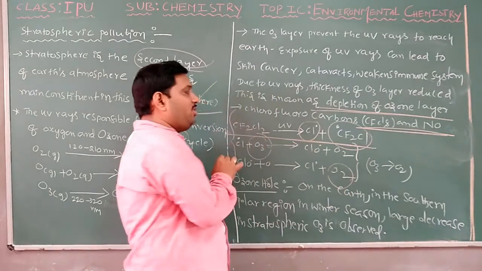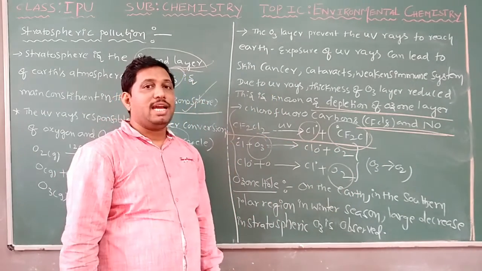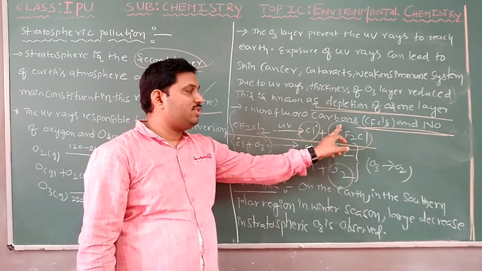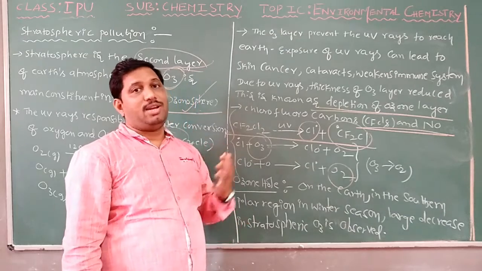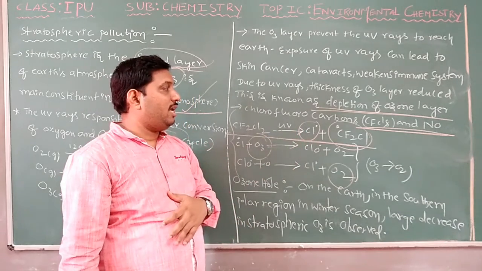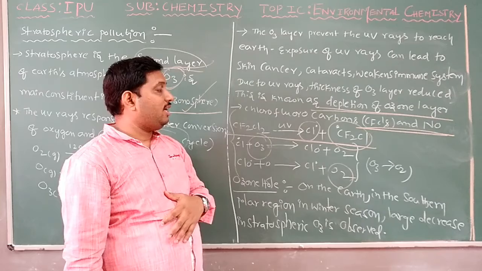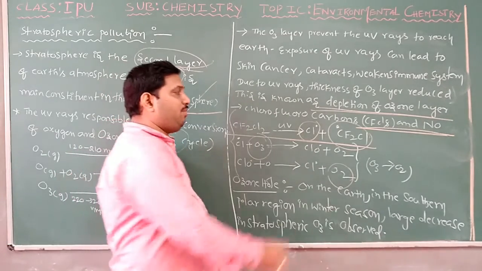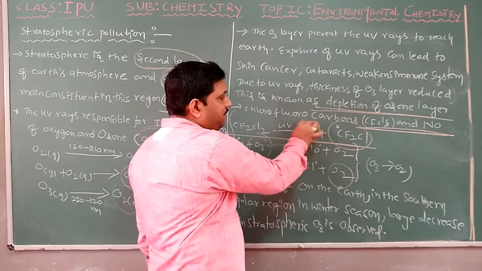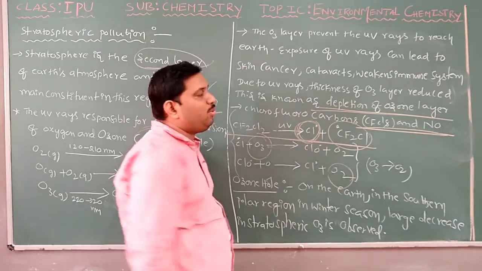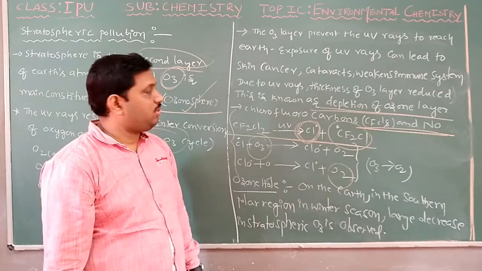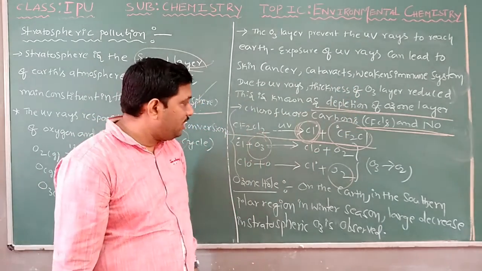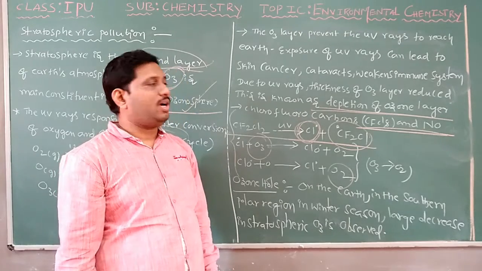chlorofluorocarbons. Chlorofluorocarbons CF2Cl2 react with ultraviolet light. It can form chlorine radical and CF2Cl radical. Options are given like this: formation of chlorine radical, formation of the ClO radical, formation of oxygen, decomposition of ozone. The formation of chlorine radical is the first step in the depletion of the ozone layer. The main chemicals responsible for the depletion of the ozone layer are CF2Cl2, chlorofluorocarbons.